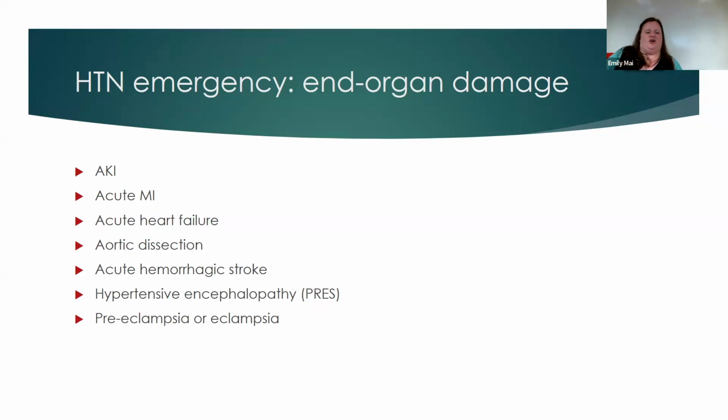Acute MI, acute heart failure, aortic dissection, acute hemorrhagic stroke, hypertensive encephalopathy, PRES plus or minus. PRES always has hypertension. It's not necessarily caused by hypertension. It can be. Like two weeks ago here. Yeah. They were in the hallway.